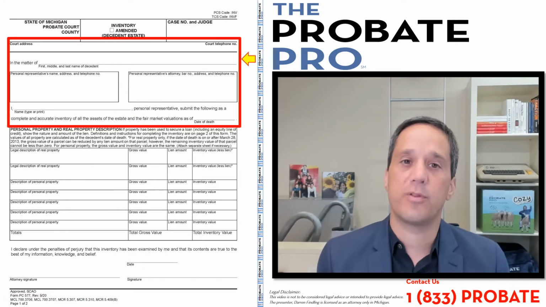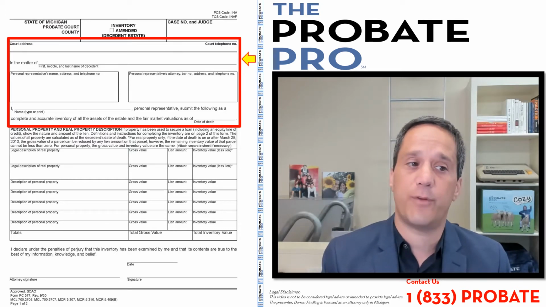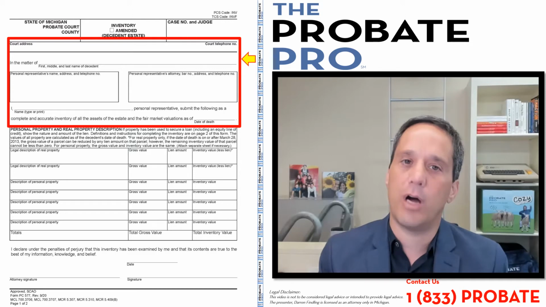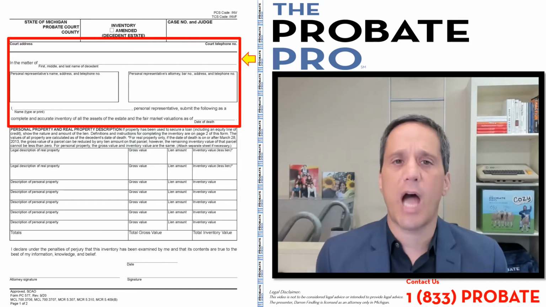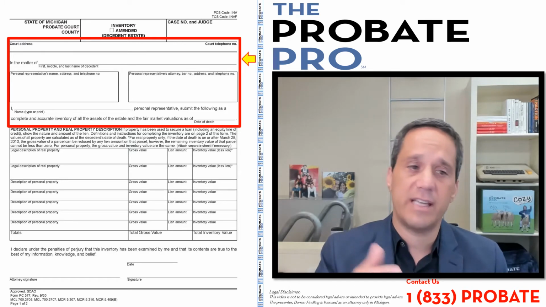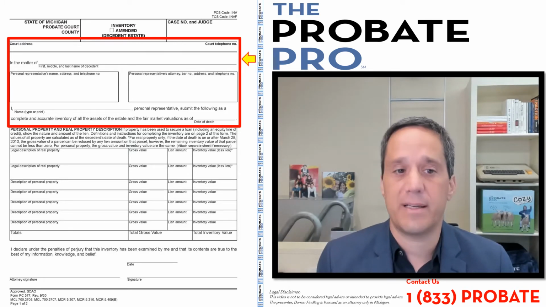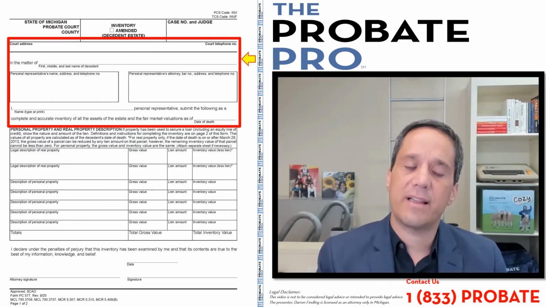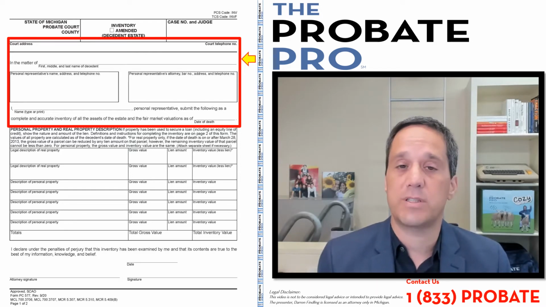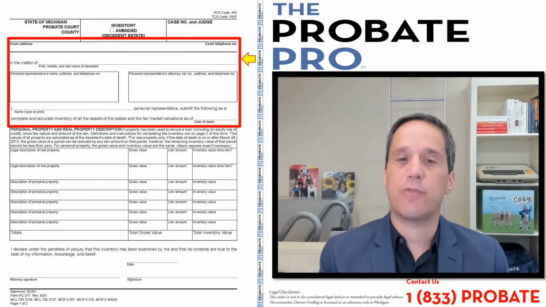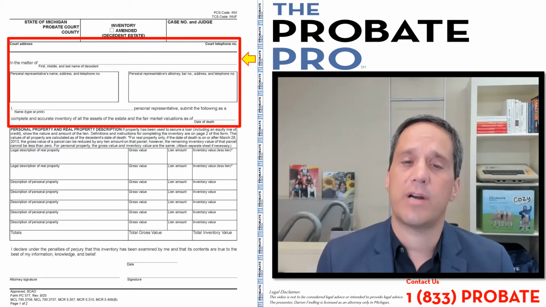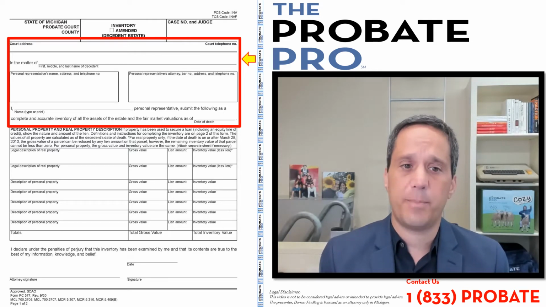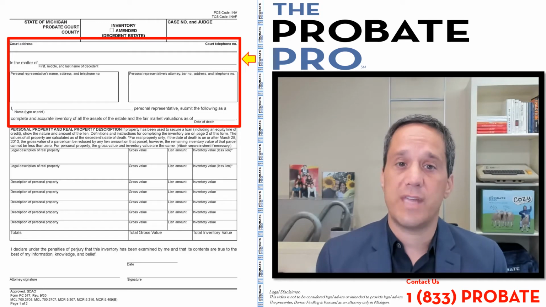Now, as we work our way through this document, you'll see that there's a requirement for you to identify the court address and court telephone number, and then where it says in the matter of, that's simply the name of the decedent. So, for example, the estate of John Doe, or in this particular case, it could say in the matter of John Doe, comma, deceased. Then, in the rectangle on the left is the personal representative's contact information, name, address, telephone number, and in the right, if there's an attorney that has been hired on behalf of the estate and has filed an appearance, that's the information that goes there.